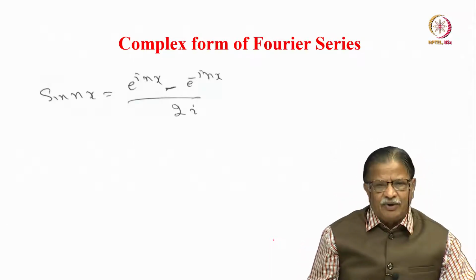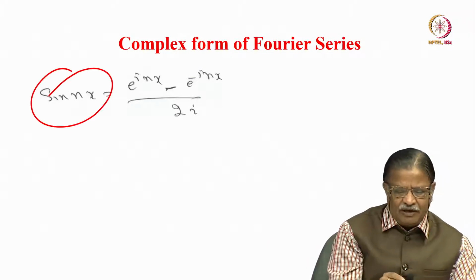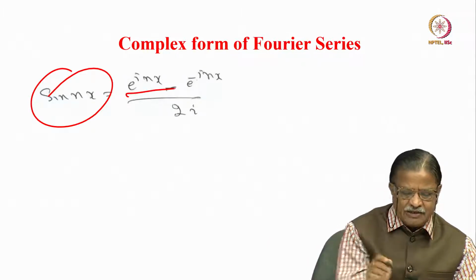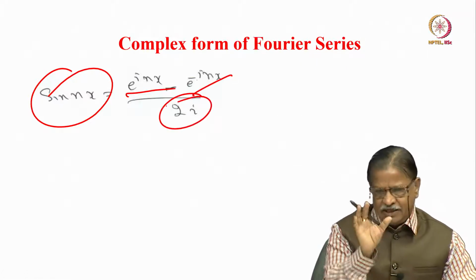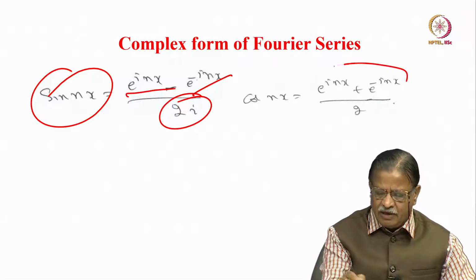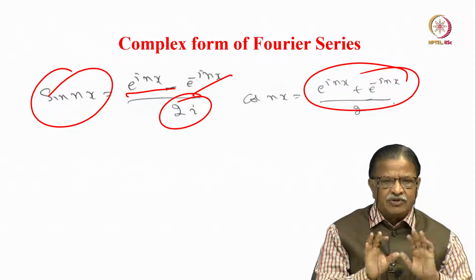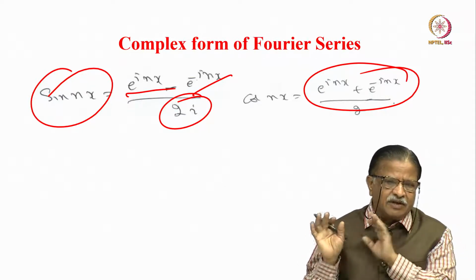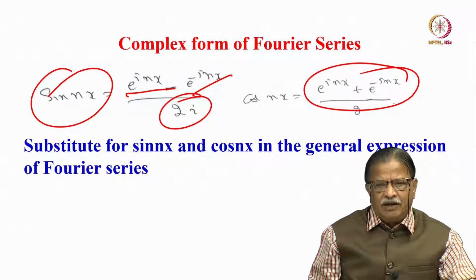So what we are trying to do is, of course you know the basic equation. Sin of n x can be written as e to the power of i n x minus e to the power of minus i n x over 2i. This is a well known trigonometrical formula. Similarly, cos of n x also is well known. It is e to the power of i n x plus e to the power of minus i n x by 2. These two formulas for sin n x and cos n x are available in all basic trigonometry books.